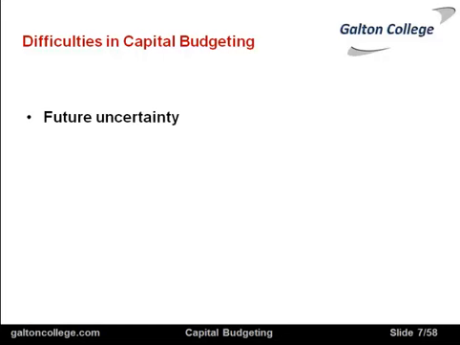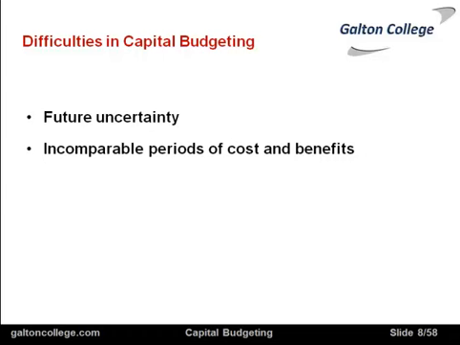That's the first problem. And we can't compare costs and benefits over periods of time anyway. If you're investing in a machine today, we know what the cost of the machine is. But the benefits come in the future. So we need to discount those benefits back to the present. That's difficult. It's difficult to work out what the present value of a sum of money you're going to receive in perhaps 10 years' time is going to be. Almost impossible to work out.